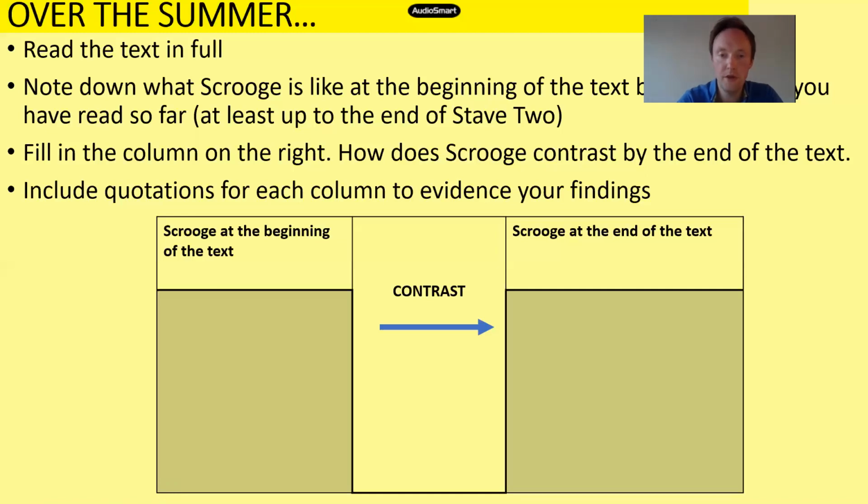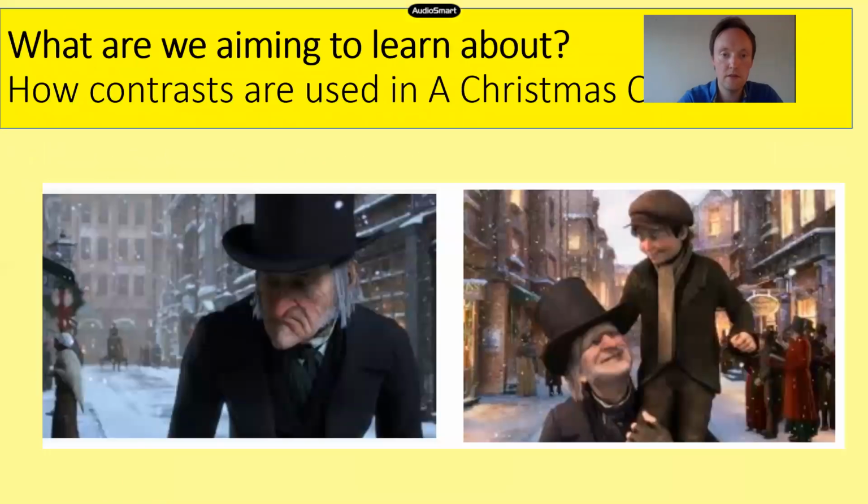And therefore, if we go back to the beginning of this, we know that very broadly, at the beginning of the text, he is this figure on the left-hand side, and at the end of the text, he is this figure on the right-hand side. But we need to know the specifics and the details.